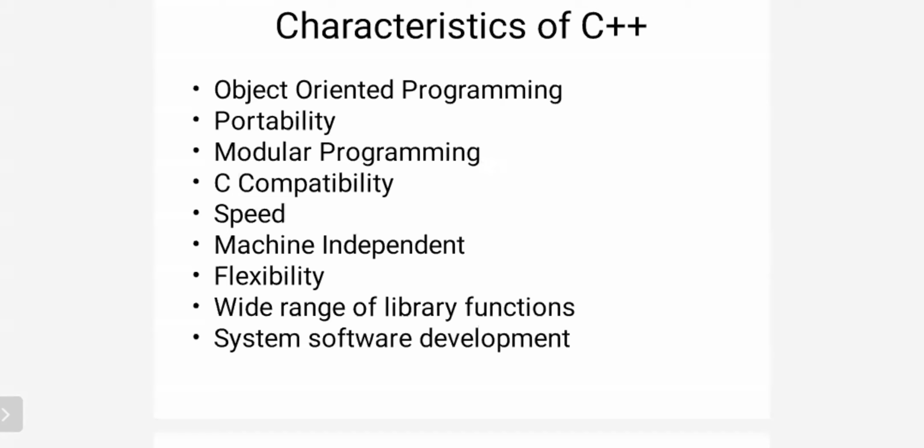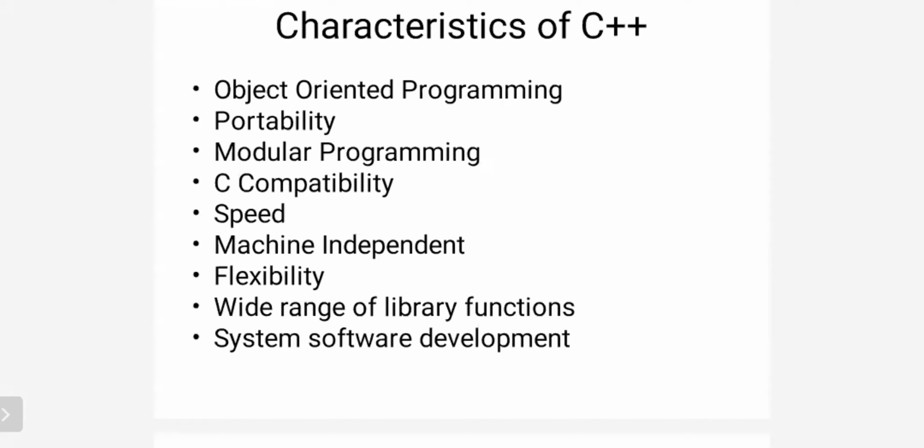It is very important for 2 marks: the characteristics of the C++ language. You mention any 4. So what are the characteristics of C++ language? Object-oriented programming, portability, modular programming, C compatibility, speed, machine independent, flexibility, wide range of library functions, and system software development. We will discuss them one by one.